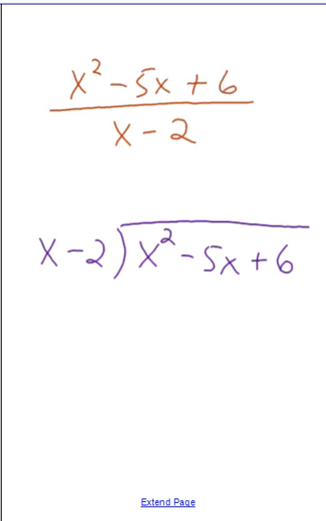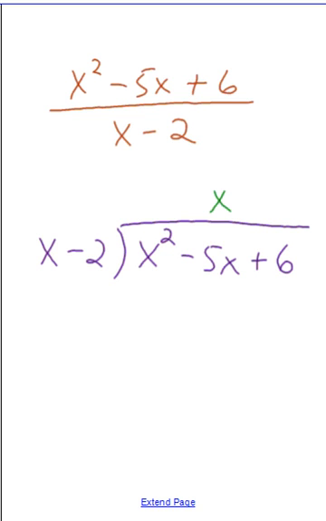I'm happy to continue to show you a few more before I set you free. I think we should do it together initially. Okay, does everybody have it written out like this yet? All right, remember the way we start is we look at the first term here and the first term here. We say what times x equals x squared? X.